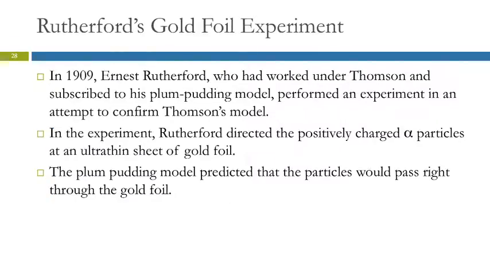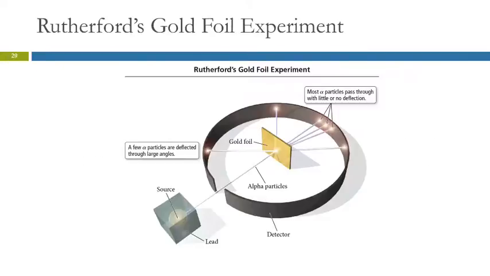Okay, so Ernest Rutherford, he had worked with Thomson, and he believed Thomson's hypothesis about the plum pudding blueberry muffin model was correct, and so he did an experiment that was designed to confirm this, because we have a hypothesis and then we test it with an experiment. So what he did is he took positively charged alpha particles and directed a beam of them at a very, very thin sheet of gold. The plum pudding model predicted that those particles would go right through the gold foil. So what happened? Well, a lot of them went through.